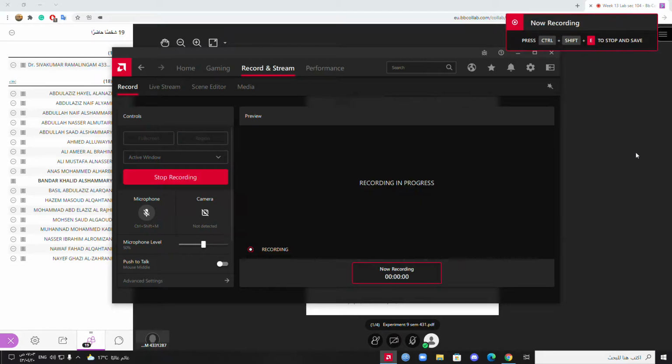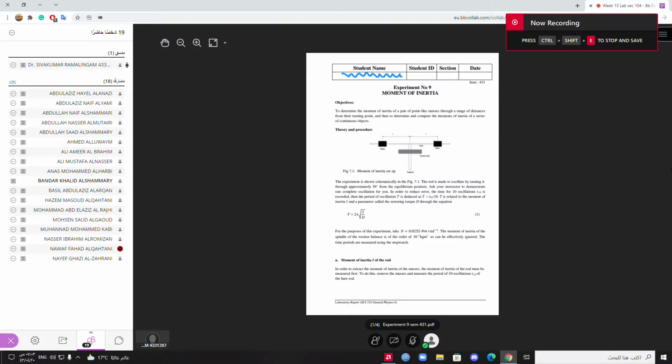Moment of inertia, and then start our experiment. You have to fill in this information. This is section 104, and today's date is 25, 25 11 21.